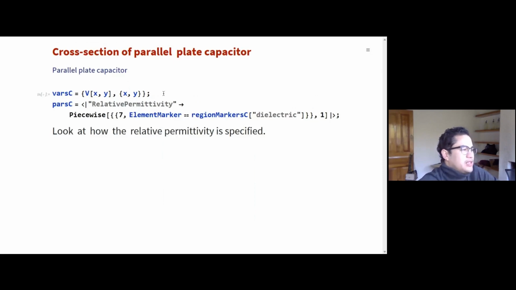So in this case, I'm going to compute the solution for a cross-section of a parallel plate capacitor. You can access this model in the monograph. So we define the variables and the parameters of the equation. As you can see, we are using a piecewise function to define the different values of the relative permittivity: a value of 7 for the dielectric and a value of 1 for the region surrounding the capacitor.